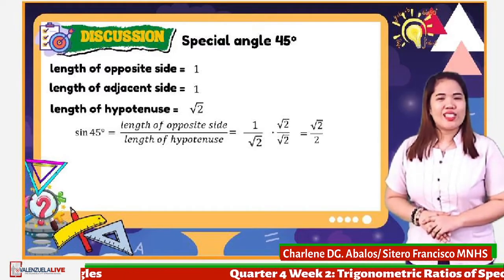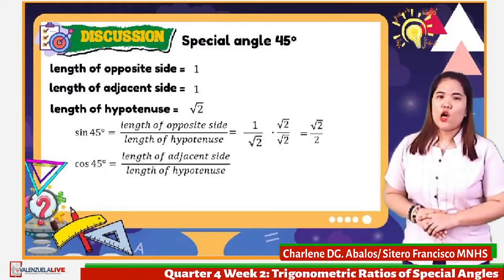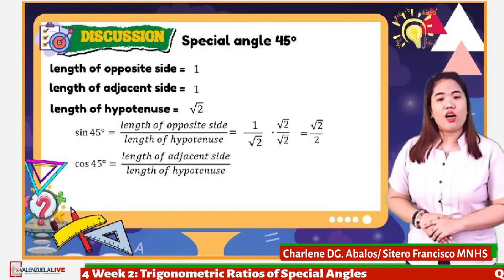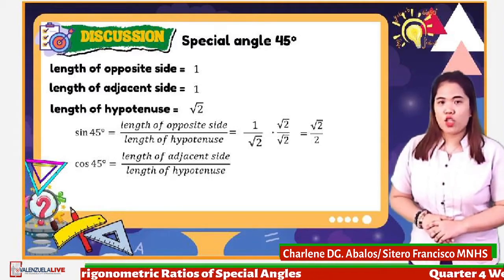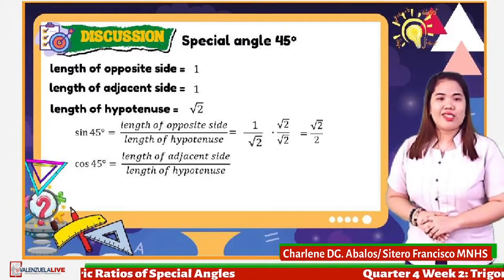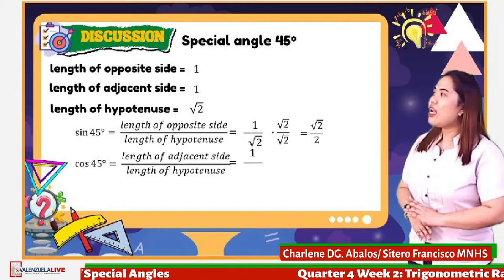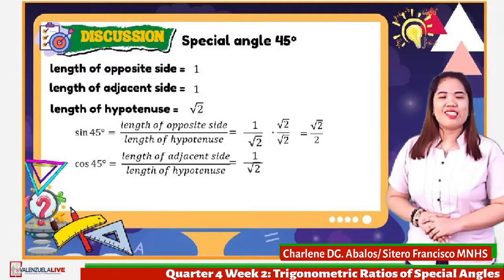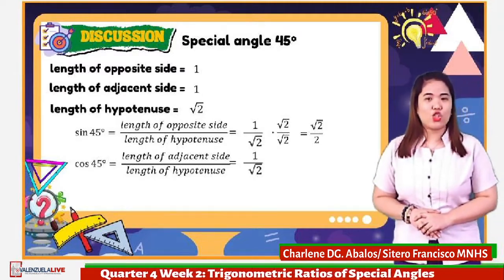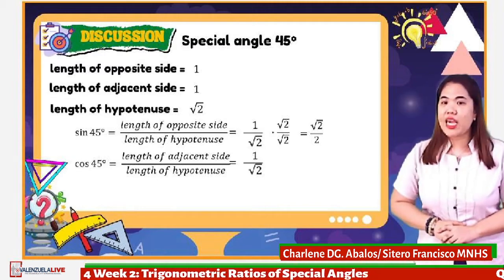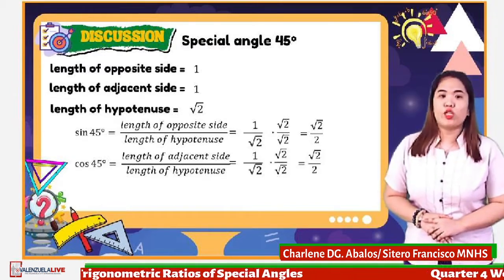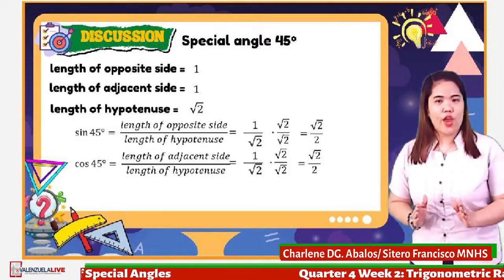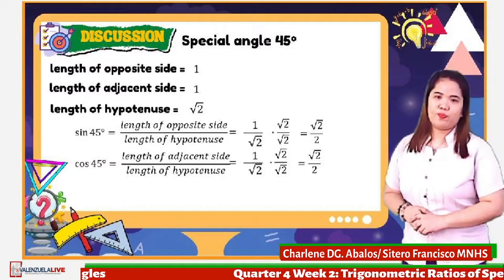Next is cosine 45 degrees. We have the ratio of the length of adjacent side and the length of the hypotenuse. Substitute, the length of adjacent side is 1 and the length of hypotenuse is square root of 2. Rationalize again by multiplying both sides of the ratio by square root of 2. It will be square root of 2 over 2. That is why cosine 45 degrees is square root of 2 over 2.